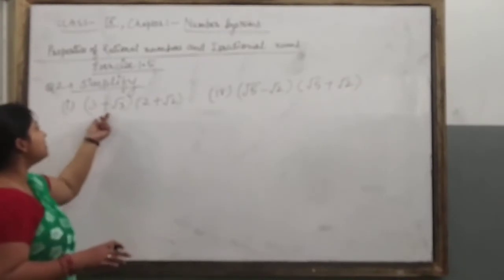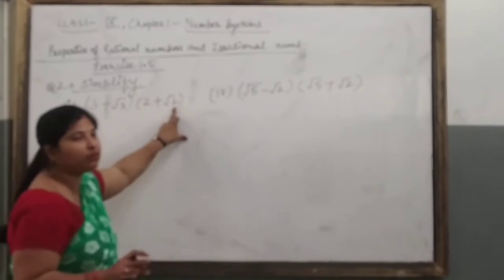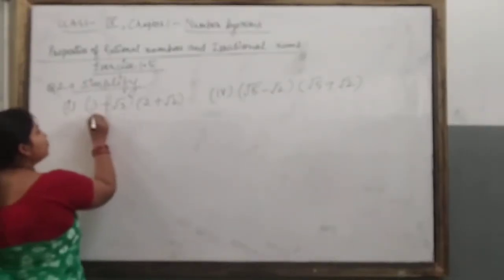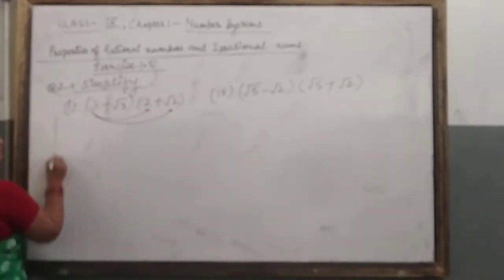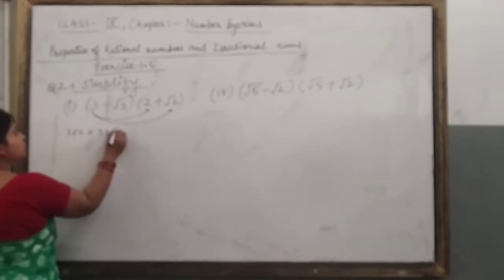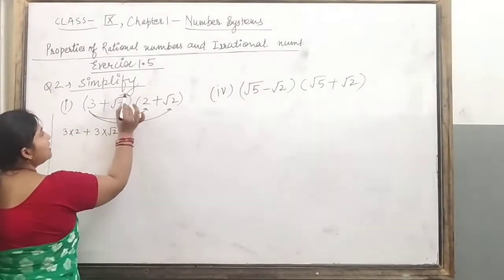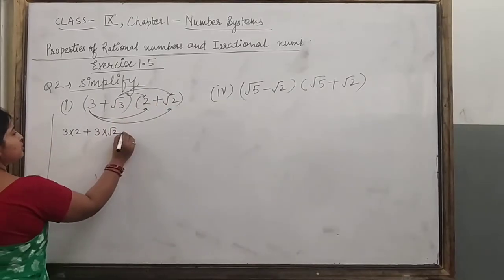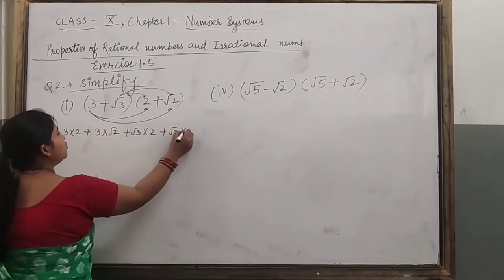You can see that 3 plus root 3, rational plus irrational, is multiplied by 2 plus root 2, rational plus irrational number. How will you do it? The first number will get multiplied by both the numbers of the next bracket, that is, 3 into 2 plus 3 into root 2. Now the first is done. Now we come to the second number. The second number will be multiplied by the first number and then the second number also. So this will be root 3 into 2 plus root 3 into root 2.